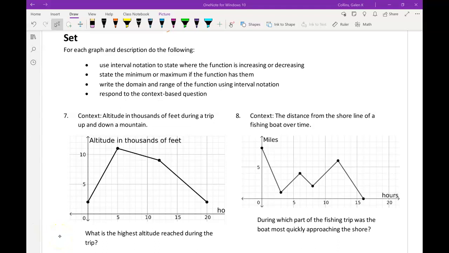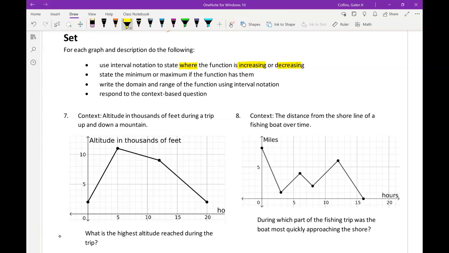All right, this is Unit 3, Lesson 2, the set section of the Ready, Set, Go practice. So for each graph and description, do the following. Use interval notation to state where the function is increasing or decreasing.